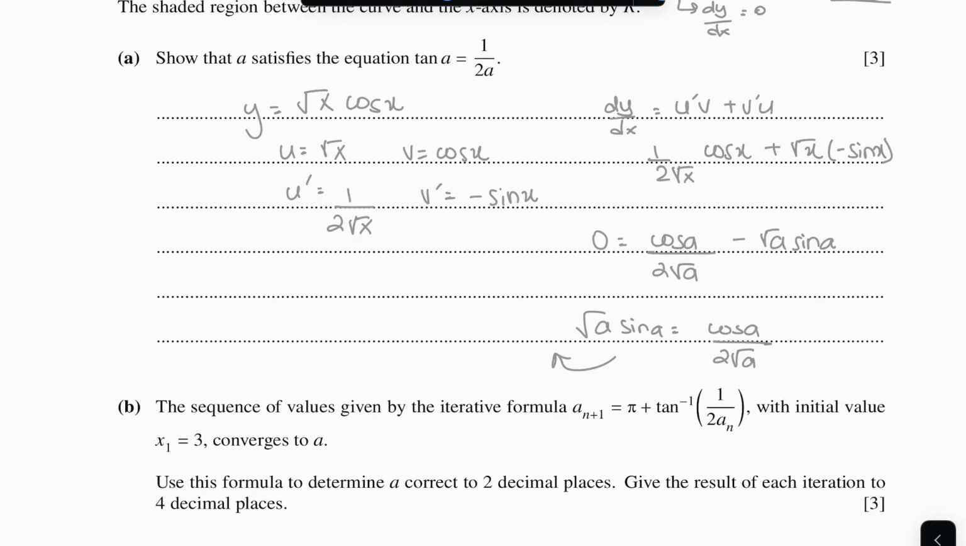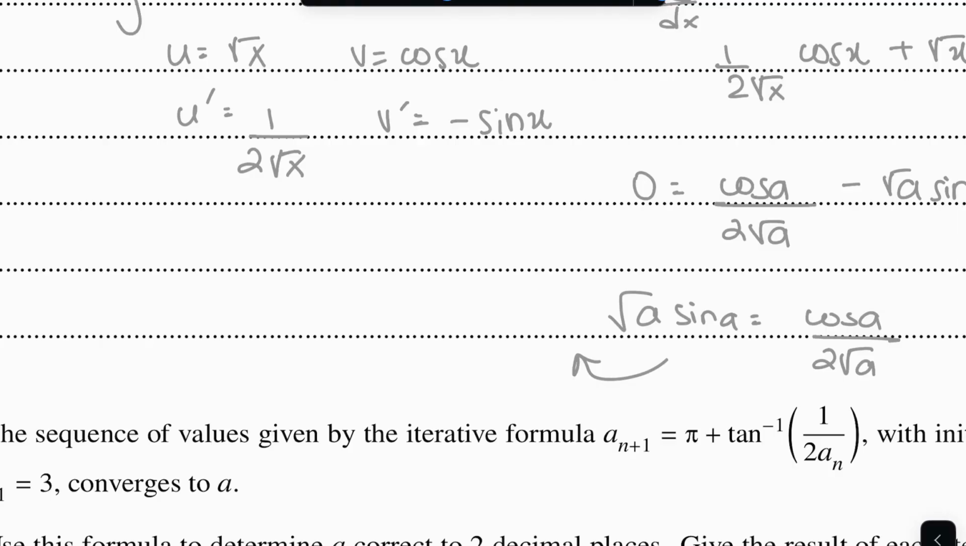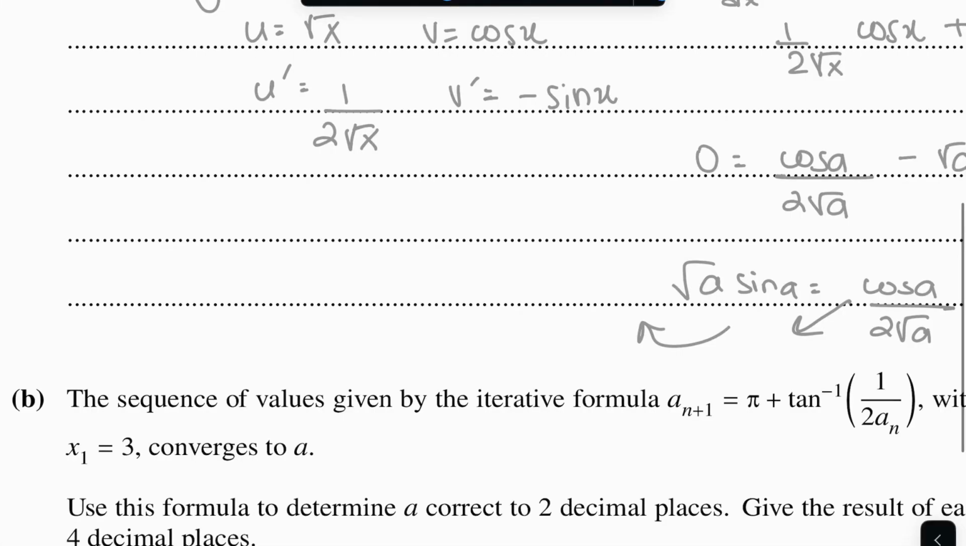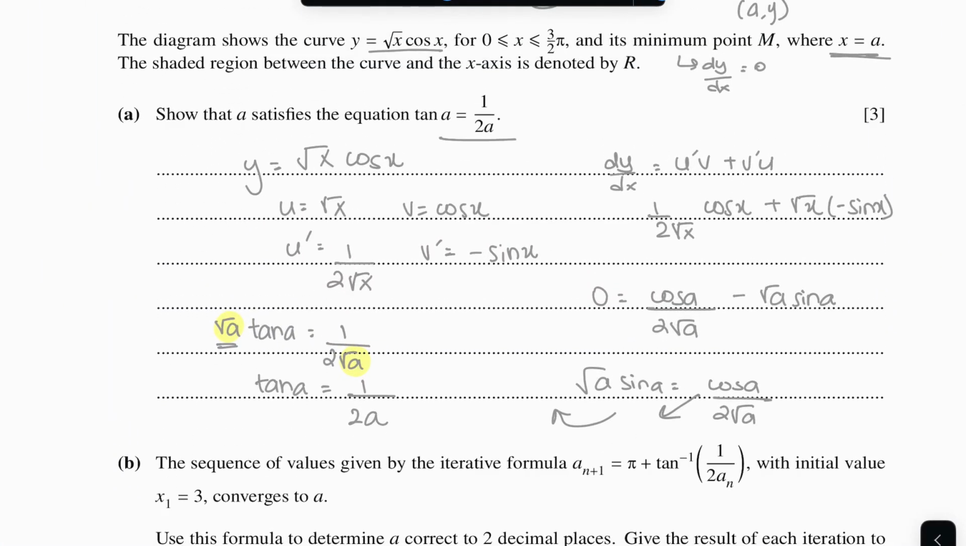And if I just write this here, because we're running out of space, if we put sine over cos and we send cos to the bottom here, we will get root a times sine over cos, which is tan, so root a tan a is equal to 1 over 2 root a. So we can see that we have tan a over here, and if we send this to the other side and make tan the subject, we will get 1 over 2 root a times this root a. Both of these will multiply and the roots will cancel each other, and we will just be left with 1 over 2a. And that is what we had to show.